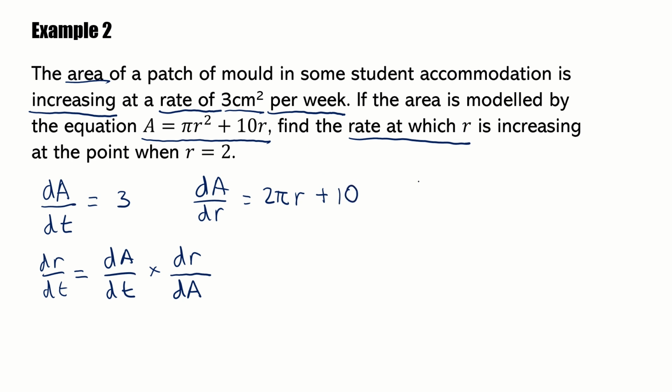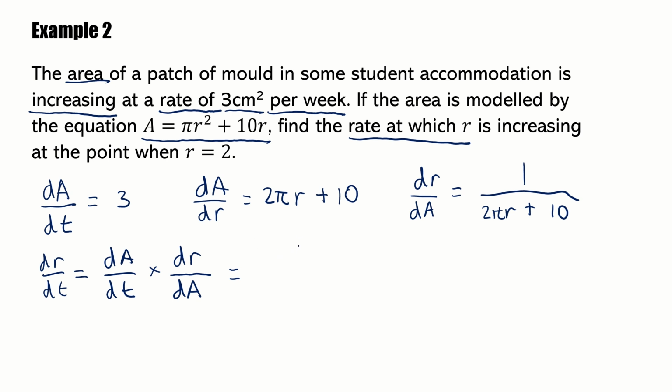Cool. But of course, realizing that that's dA over dr, we want dr over dA, upside down basically from what we have. So that's going to be 1 over dA over dr. So that'll be 1 over 2 pi r plus 10, like that. Cool, we now have all the bits we need. We can now plug it all in together.